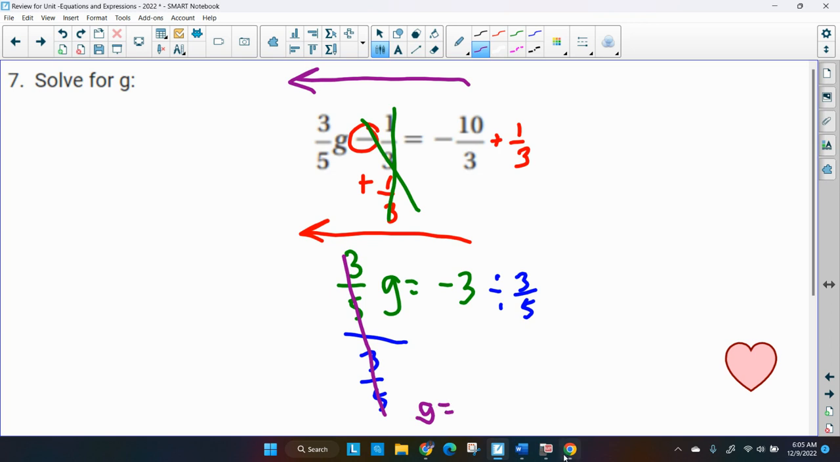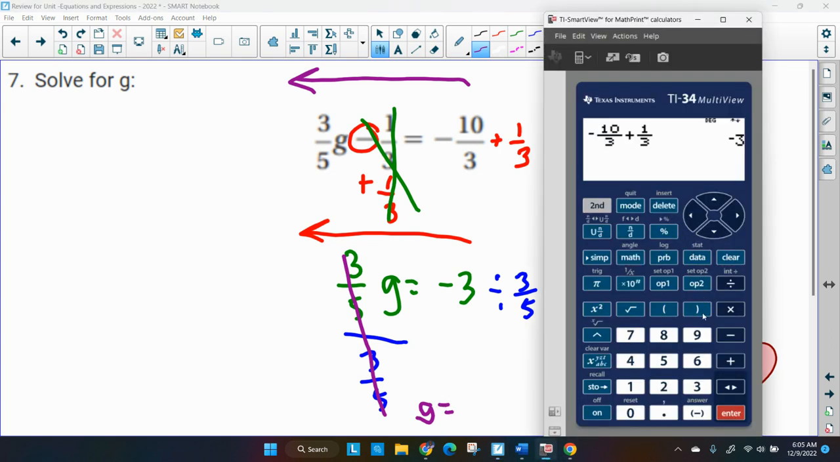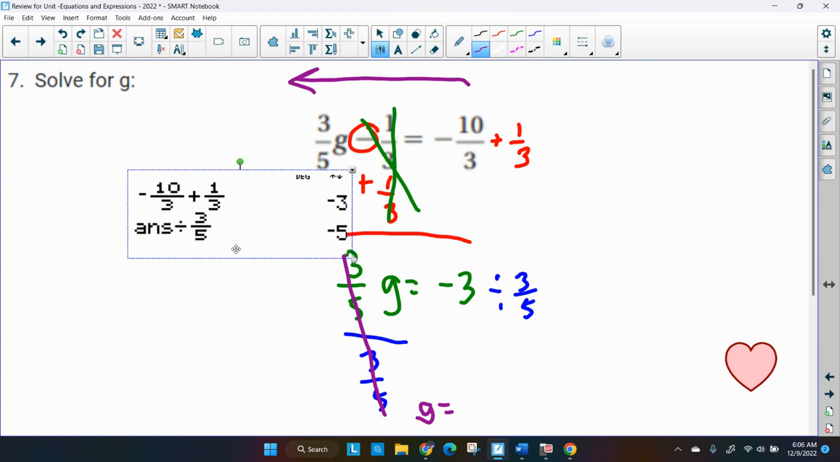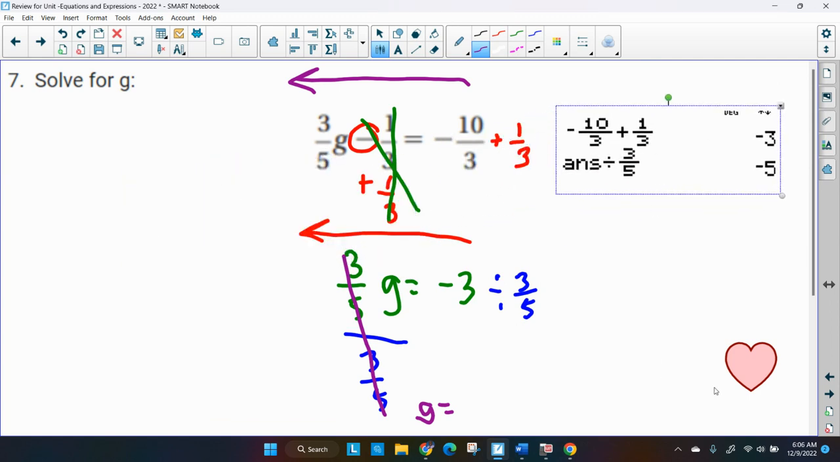Let me get my calculator and type my answer, which was negative 3. It's going to divide by 3/5. This will give us the answer. Negative 5 is the answer. Let me pull that out so we can see what we did. And those are our steps. So my answer is negative 5. That was good calculator work.